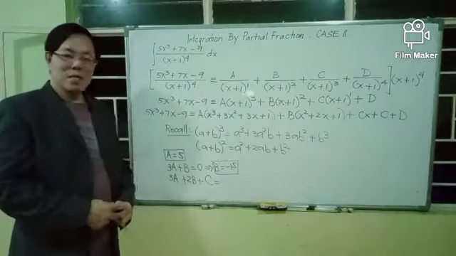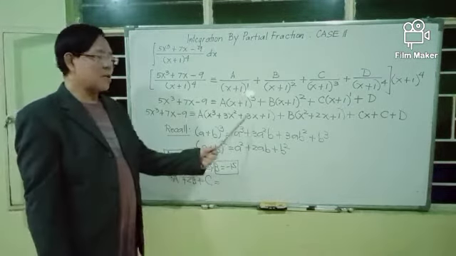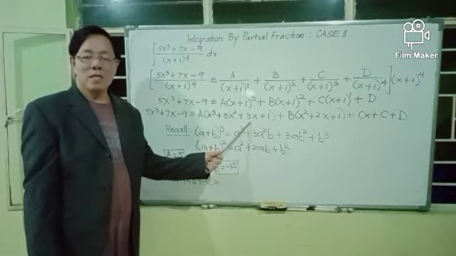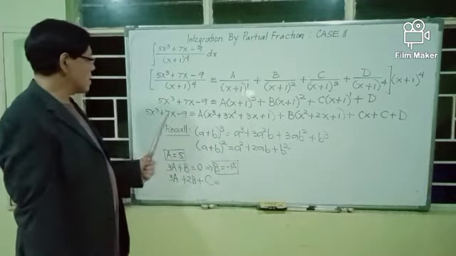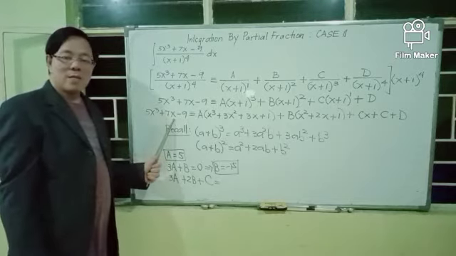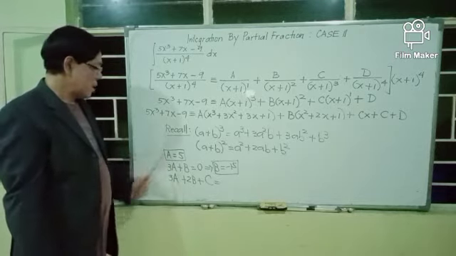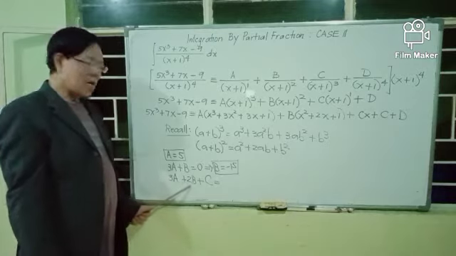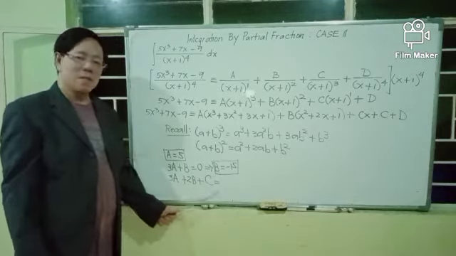And we equate this coefficient of x at the right hand side to the coefficient of x at the left hand side. At the left hand side we have 7x, and the coefficient of x is 7. So we equate 7 to 3a plus 2b plus c.